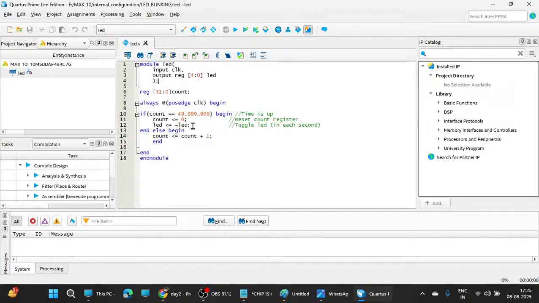Once I reach this value, I toggle my LED. It means 1 second off, 1 second on, 1 second off, 1 second on. So this is the working of the FPGA. This is a simple code.